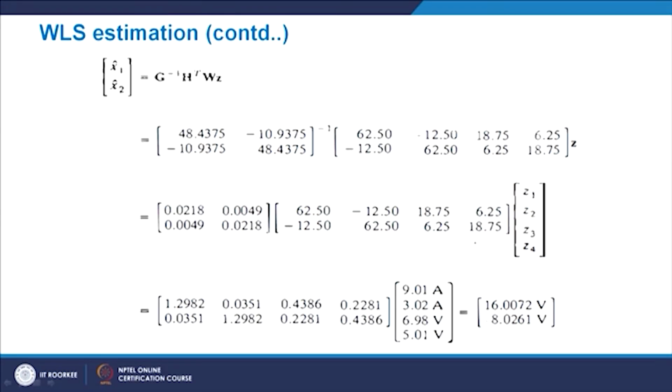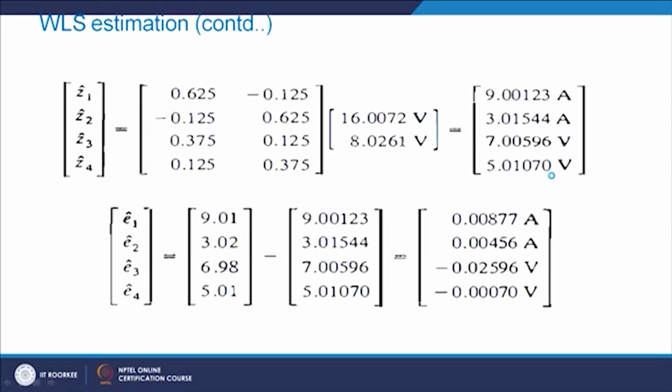So, now if this is the estimated value of x, then I can also estimate the measurements. We are assuming as if the estimated values of x are the true values of x. So, if I substitute these values of x into the expression z is equal to h x, then I get the estimated values of z. This is the H matrix and this is the estimated value of x, so h into x hat gives me the z hat matrix. So, this is the estimated value.